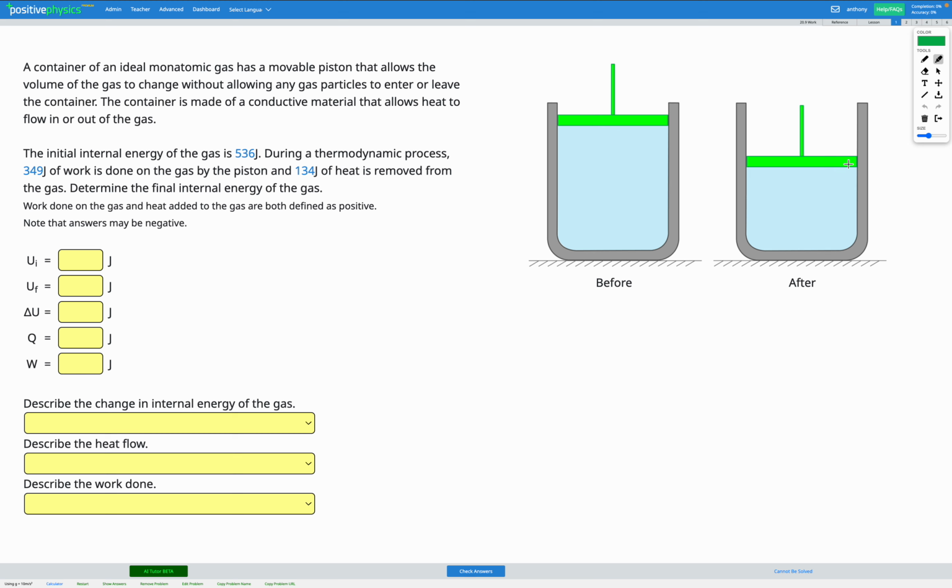A container of an ideal monatomic gas has a movable piston that allows the volume of gas to change without allowing any gas particles to enter or leave the container. The container is made of a conductive material that allows heat to flow in or out of the gas. So on our image here, we can see that conductive container with a gas inside and a piston that moves up and down. Our goal is going to be figuring out what's happening to the internal energy of the gas, the heat flow, and the work done.